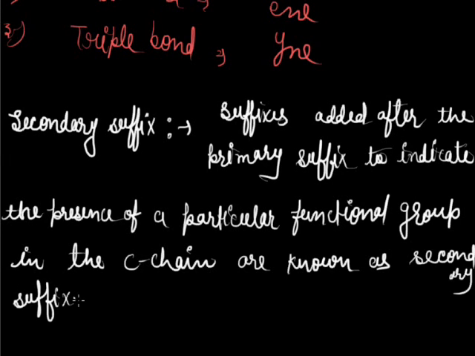For different types of functional groups, we have to use different types of secondary suffix. For example, for OH group, we use ol as secondary suffix, and for COOH, we use oic acid. So for different types of functional groups, we use different types of secondary suffix.